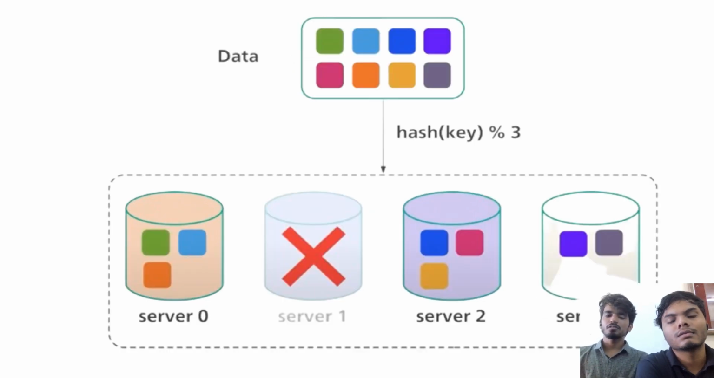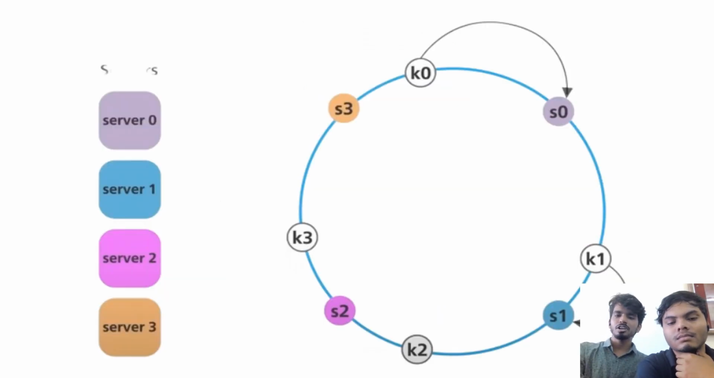Now, what if one server gets disconnected or stops working? Then all the data will be resampled and remapped to the servers. That is a huge task, because remapping will cost the company a huge amount of money, and that will not fit the company's policy. So researchers created another way called consistent hashing.